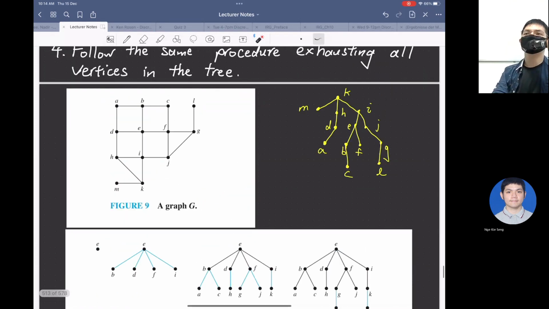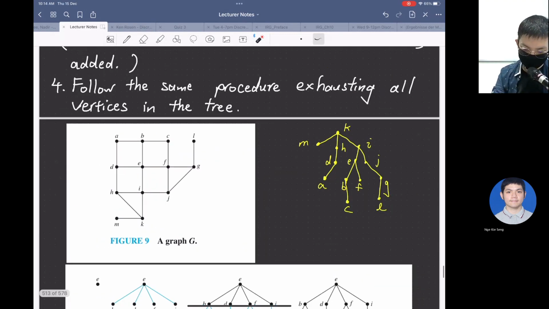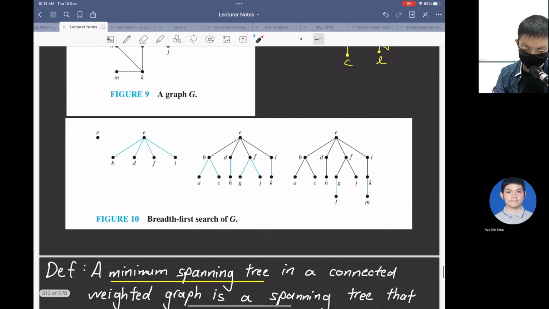Okay. Yeah, that's all for these two. And then you can write out the algorithm for the computer. It's in the textbook.